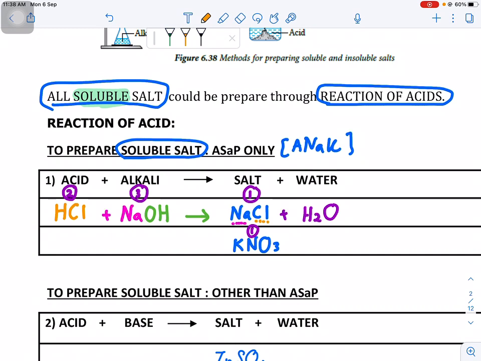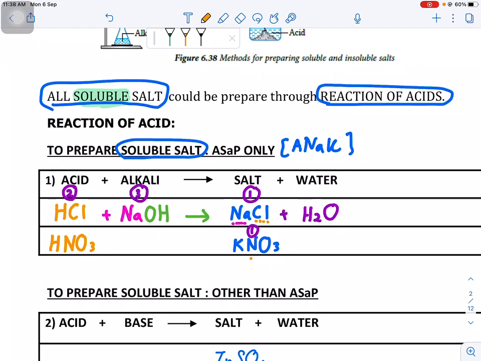So straight away we will know the acid for this salt. Acid apa yang sesuai untuk hasilkan salt ini? Bila nampak nitrate, okay, check semula acid apa. So the acid is, yes, nitric acid. So write the formula of nitric acid.